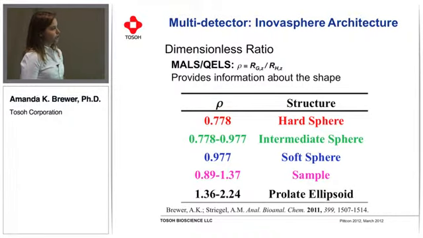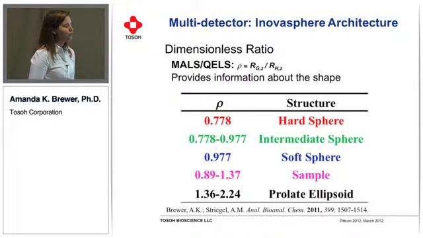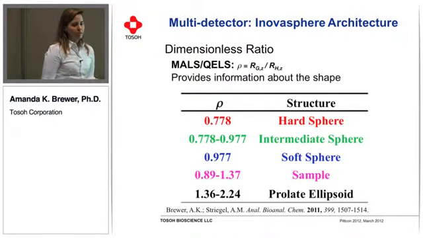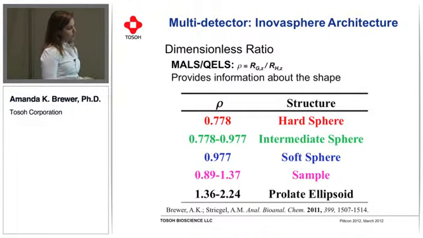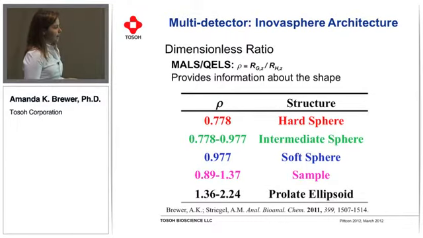So we're looking at the ratio of Rg to Rh, and this is known as the rho value, and this provides information about the shape. If you look into the literature, you'll find values for hard spheres, soft spheres, prolate and oblate ellipsoidal particles. This intermediate sphere is something between the two, if you want to differentiate between them. A hard sphere is something very compact, like a baseball. A soft sphere is something more like a foam ball. And I like to think of an intermediate sphere as something like a Nerf ball.